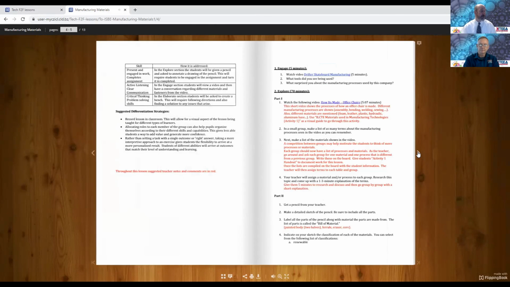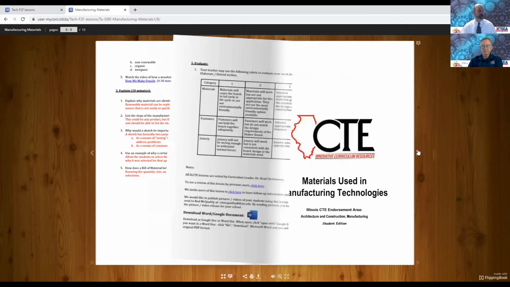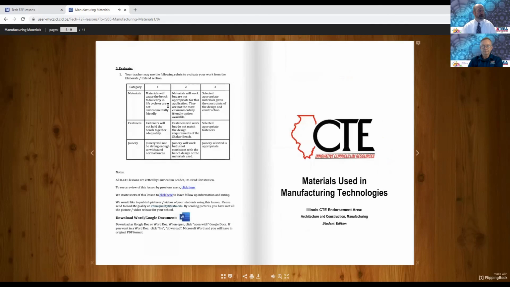So if we continue on, here was that skateboard video that I showed you right here in the Engage section. Here is another part of Explore on how office chairs are made. Here's the pencil activity that we did. And you'll notice that there are things in red here. These are suggested teacher directions. Then we have the explain section, we have the elaborate section, then we have the evaluate section.